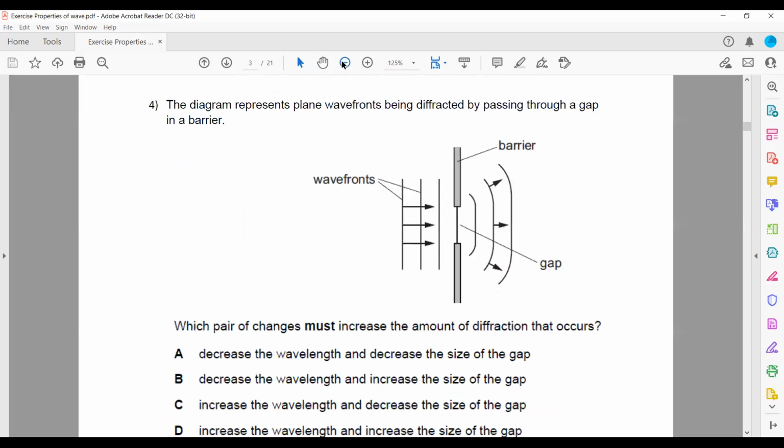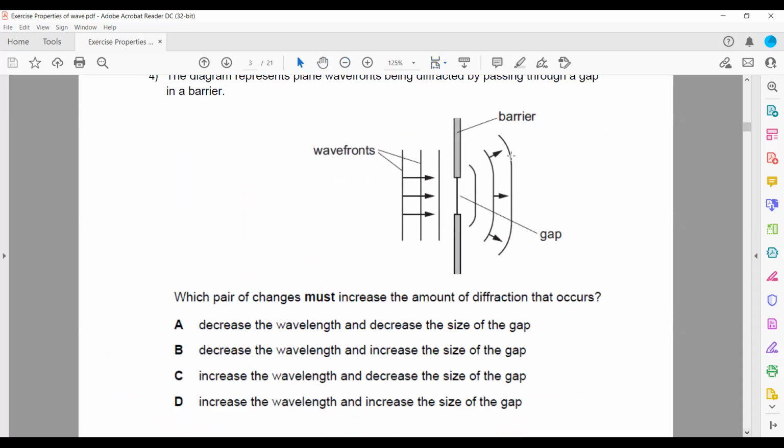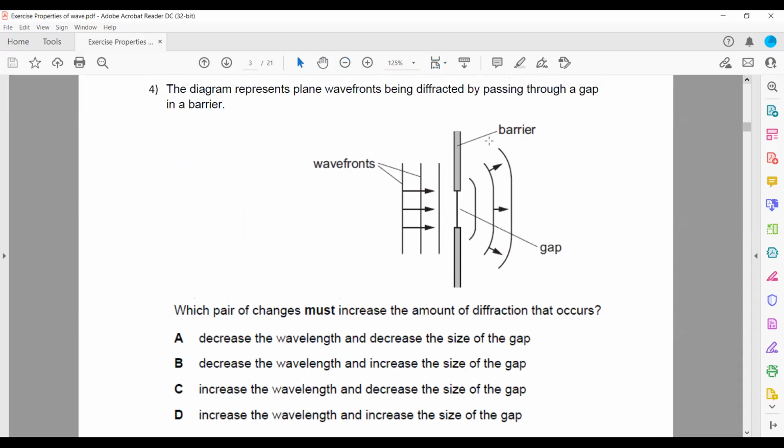The diagram represents a plane wavefront being diffracted. This is a small diffraction. What we want, which pair must increase the amount of diffraction? If we want to increase the amount of diffraction, we want to make the wavelength equal to the gap. If we want maximum diffraction, the wavelength should be equal to the gap. That is what we want to do.